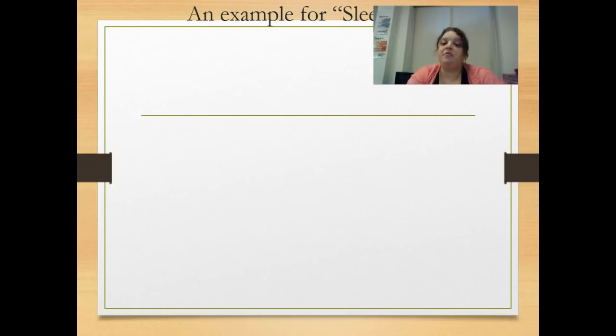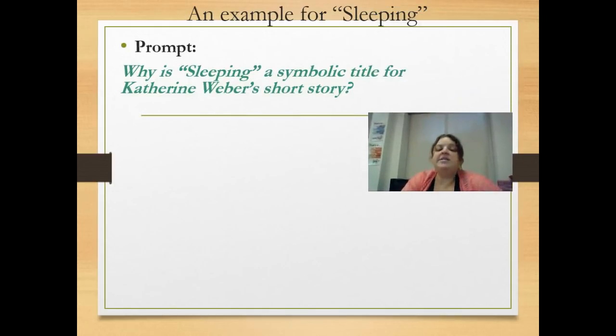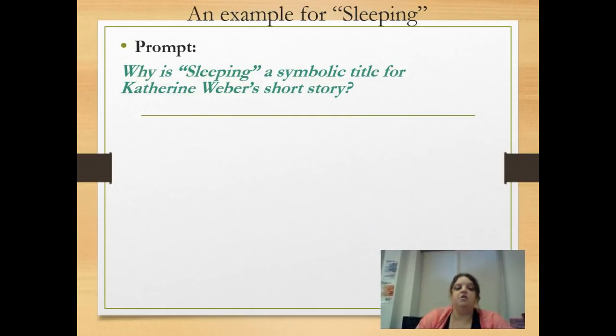So here's an example from Sleeping. We just read Catherine Weber's Sleeping. So say your prompt is, why is Sleeping a symbolic title for Catherine Weber's short story? So this is the prompt. This is the question you are going to answer in your paper, right? Or your analysis, whatever we're doing.